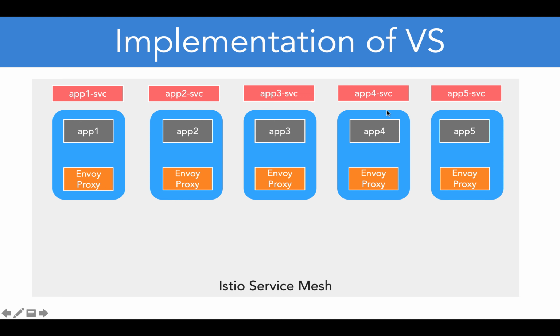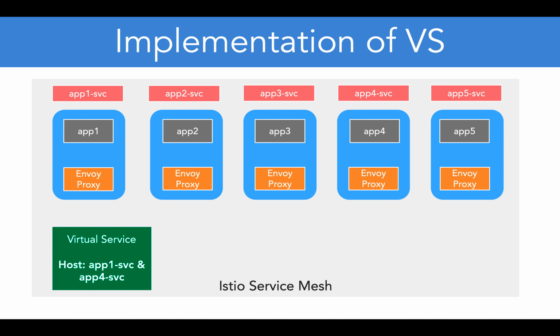Now what happens when we create a virtual service? Let's say we have this virtual service wherein I have mentioned the host to be app1-svc and app4-svc. So basically, let's say these are two virtual services or a single, does not matter. Now what happens when you run the command kubectl apply -f followed by the virtual service configuration file? So pretty interesting thing happens here.